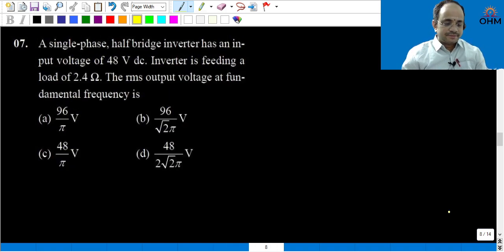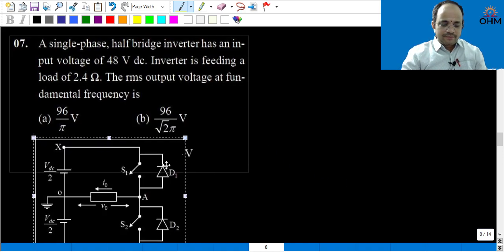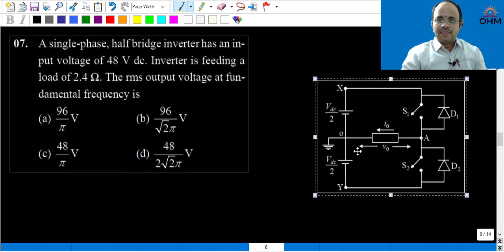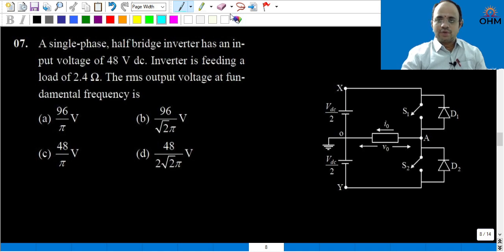Next, another question. A single phase half bridge inverter has an input voltage of 48 volt. The inverter is feeding a resistance of 2.4 ohm. What is the RMS value of the output voltage at fundamental frequency? Just for a quick understanding, I will show you the circuit diagram for a single phase half bridge voltage source inverter. It looks like this.